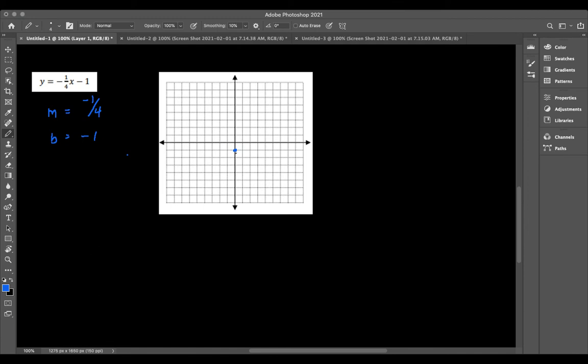So, yes, negative 1 right here. And then we have change in y over change in x. We got negative 1. So we go down 1, and then we go over 4. 1, 2, 3, 4. Boom. And there's our other point. And there is my line. Well, yay. Great job, McRae.